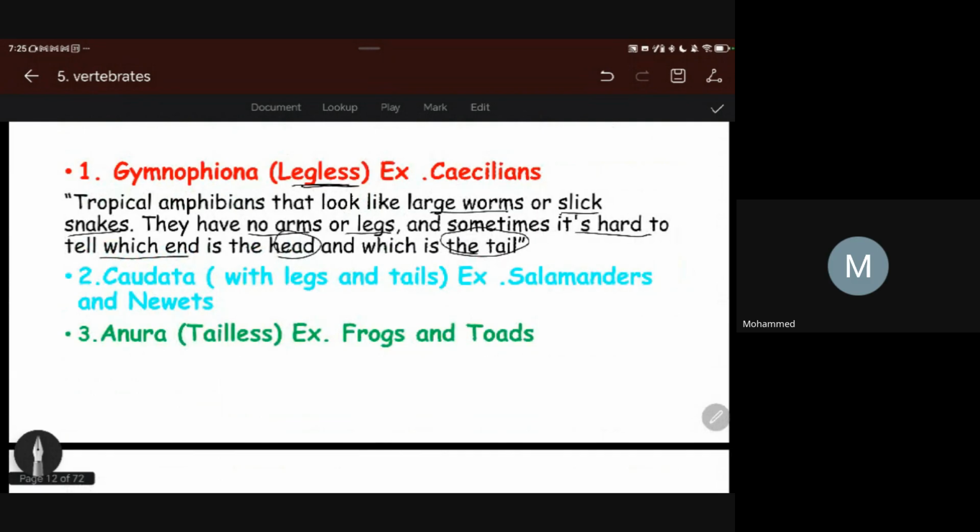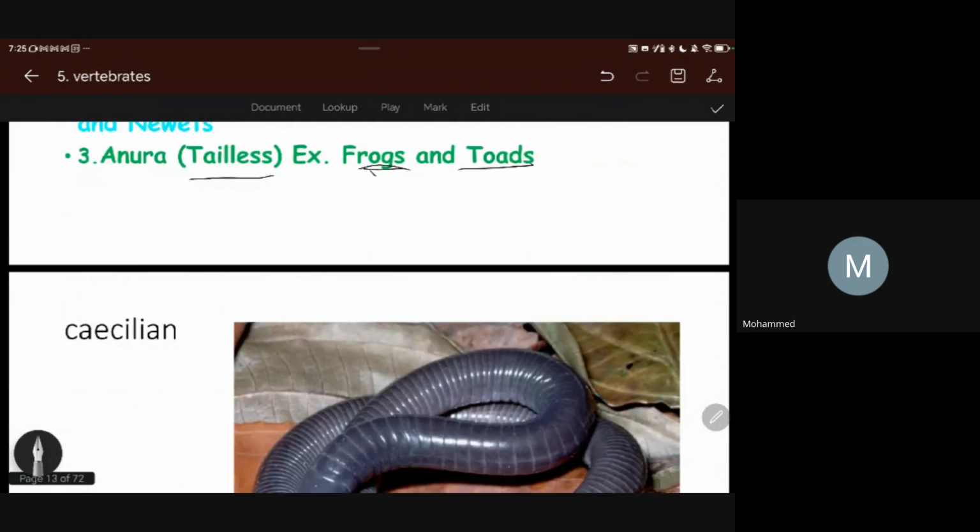Next, we have the Chordata, which has legs and tails. An example for that is the salamanders. And next, we have the Anora, which is tailless. It does not have a tail. An example for this is the frogs and toads.